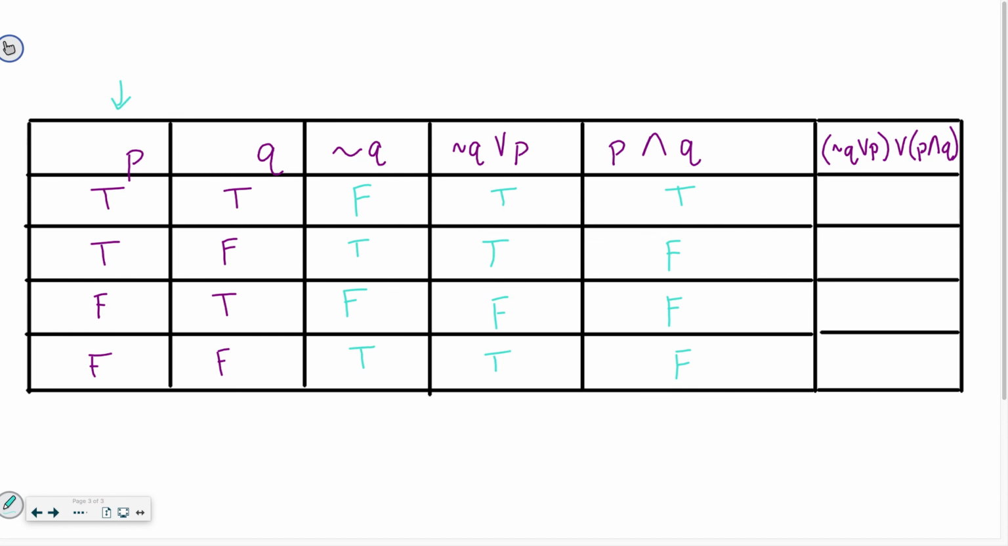Now, I'm looking at the negation of Q or P, so that's this column right here, and I'm doing an or statement in conjunction with P and Q. So I just need one true in order for the whole thing to be true. So the first one, I have a true, true, that's true. True, false, with an or, that's true. False, false is false. And true, false is true.